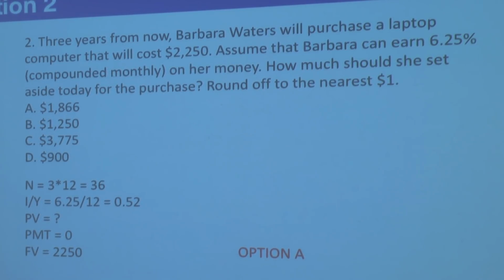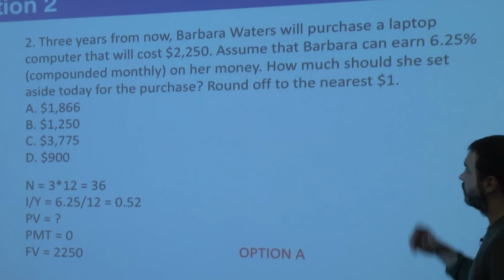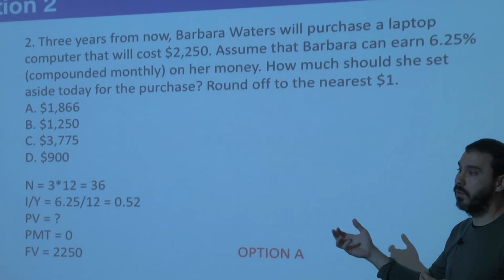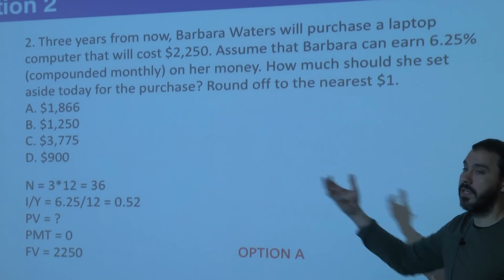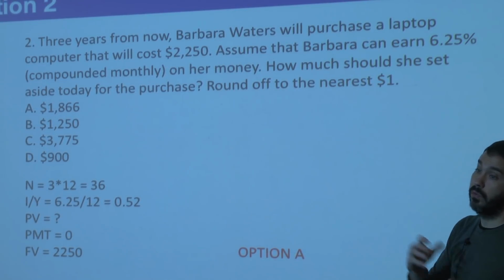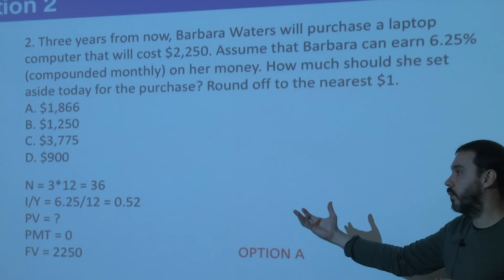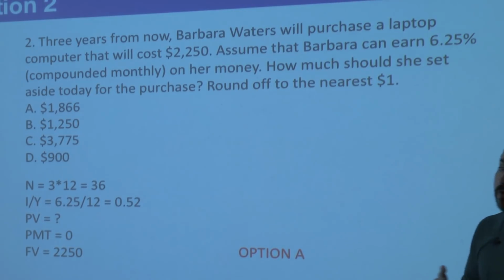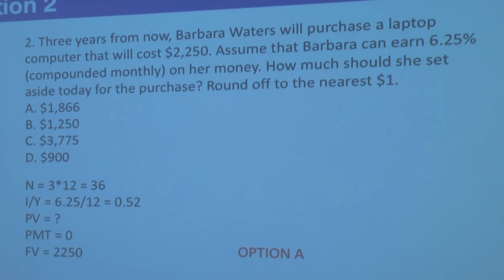So present value questions can both ask you about the value today of something that you will receive in the future, or ask you what amount you should set aside today so that you will be able to afford something in the future.